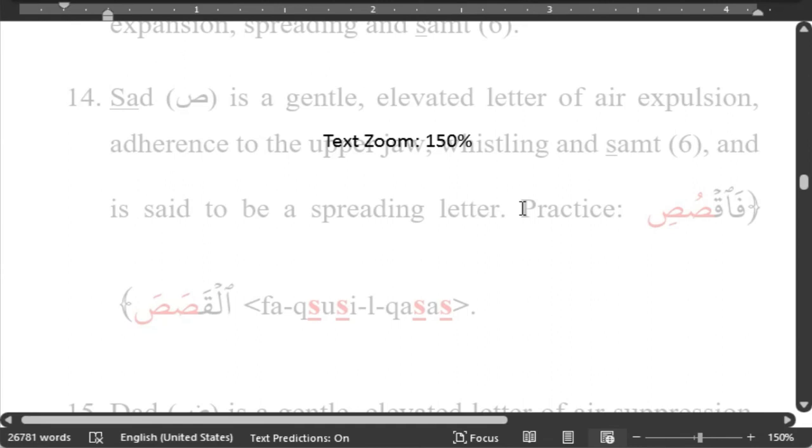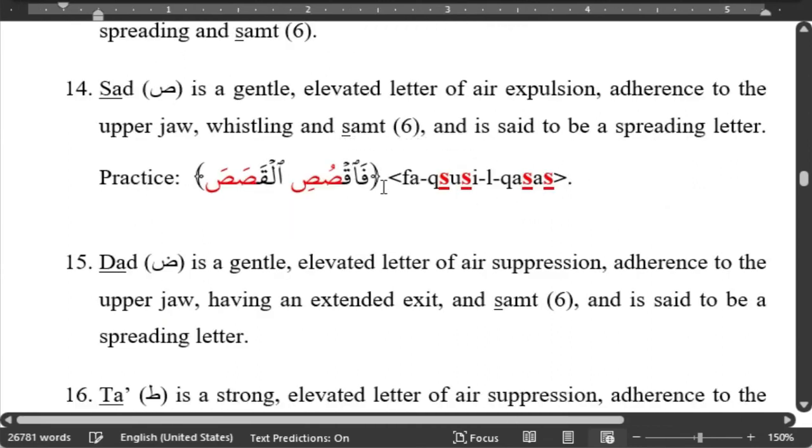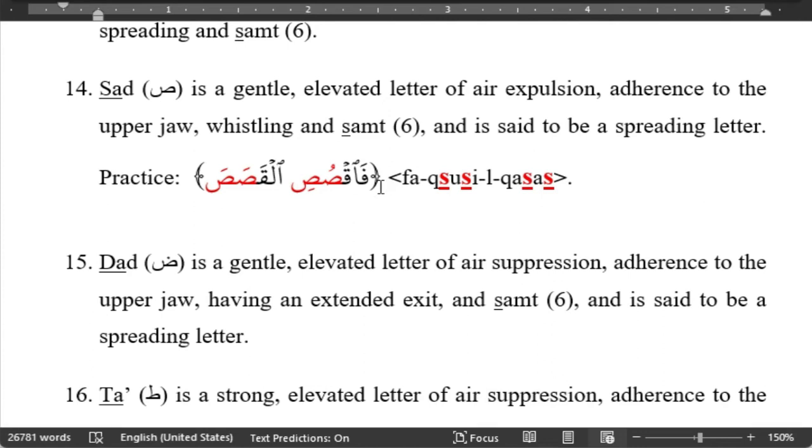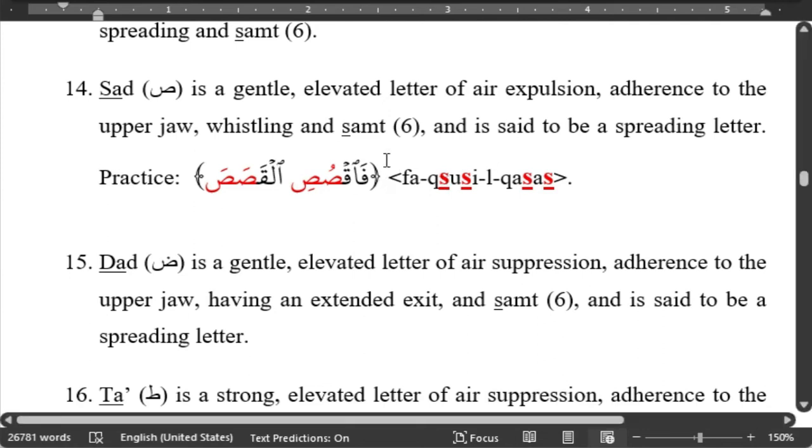Practice this saying of Allah Ta'ala. I need to practice that. And this one is nice because you have 4 sods, one with a fatha, one with a kasra, one with a dhamma, and one with a sukoon, if you stop.